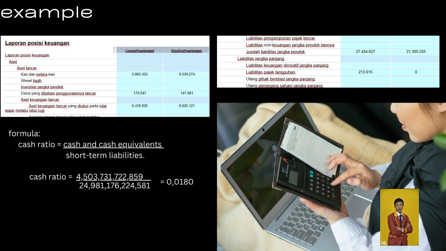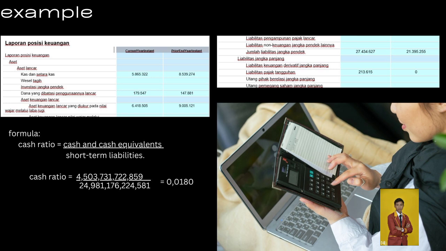The way to do this is that we have to look at the financial reports. So, I have downloaded the financial report of PT Adikarya Persero Tbk. The first step is that we look for cash and cash equivalents in the financial statements. Here you can see the cash and cash equivalents, namely 503,731,755,859. Next, we look for short-term liabilities, namely 24,981,176,224,581. If we divide them, the result is 0.02.